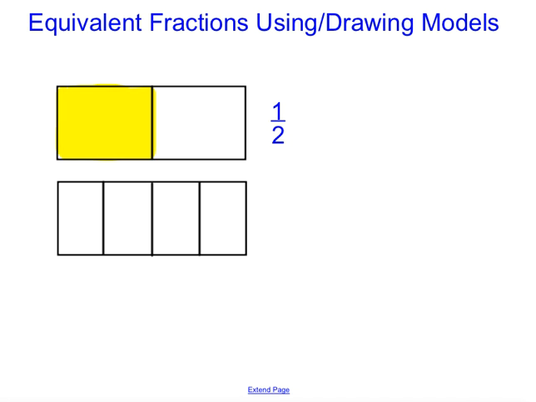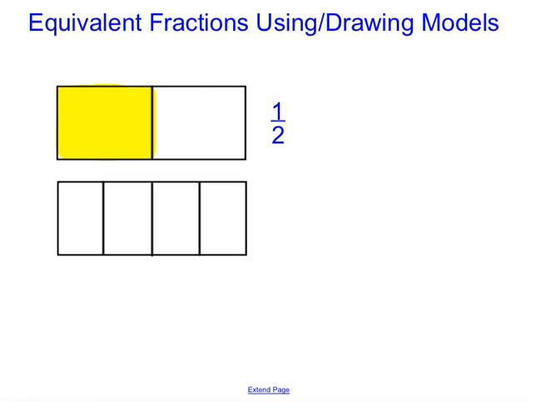Okay, so when we're being asked to draw a model, or use a model, we always have to make sure that the model we're using is the same size and the same shape. So I would have to compare a rectangle of the same size to a rectangle of the same size. You can't have a rectangle and a circle. That's the most important thing: when you're drawing or using models, they have to be the same shape, same size. So here I have 1/2 and they're asking me to use the model that's drawn to represent a fraction that is equivalent to 1/2.